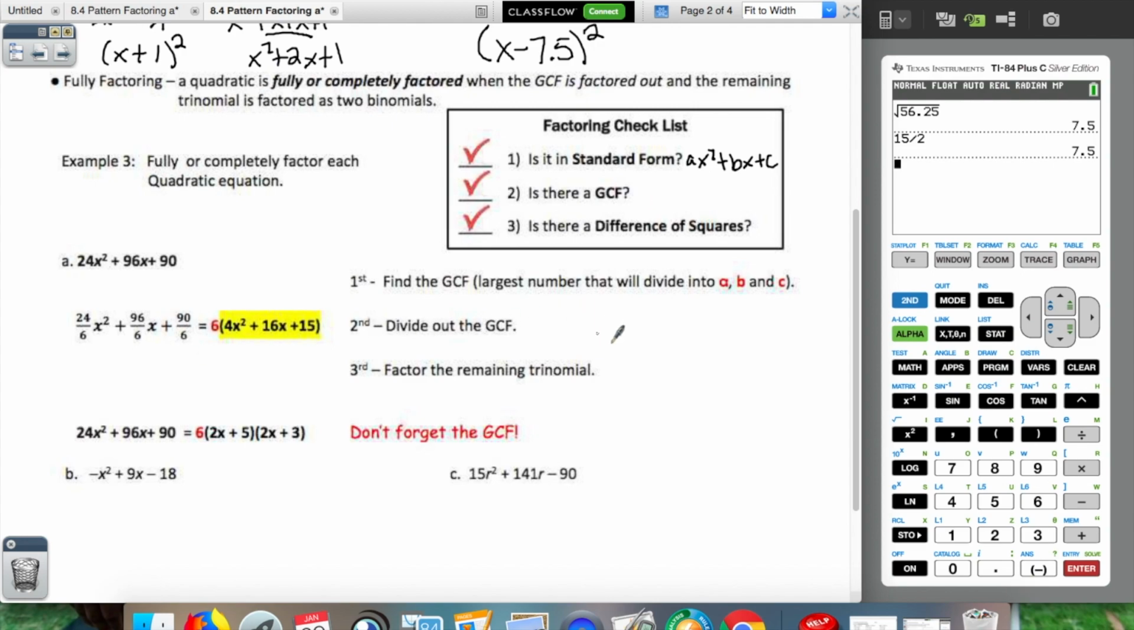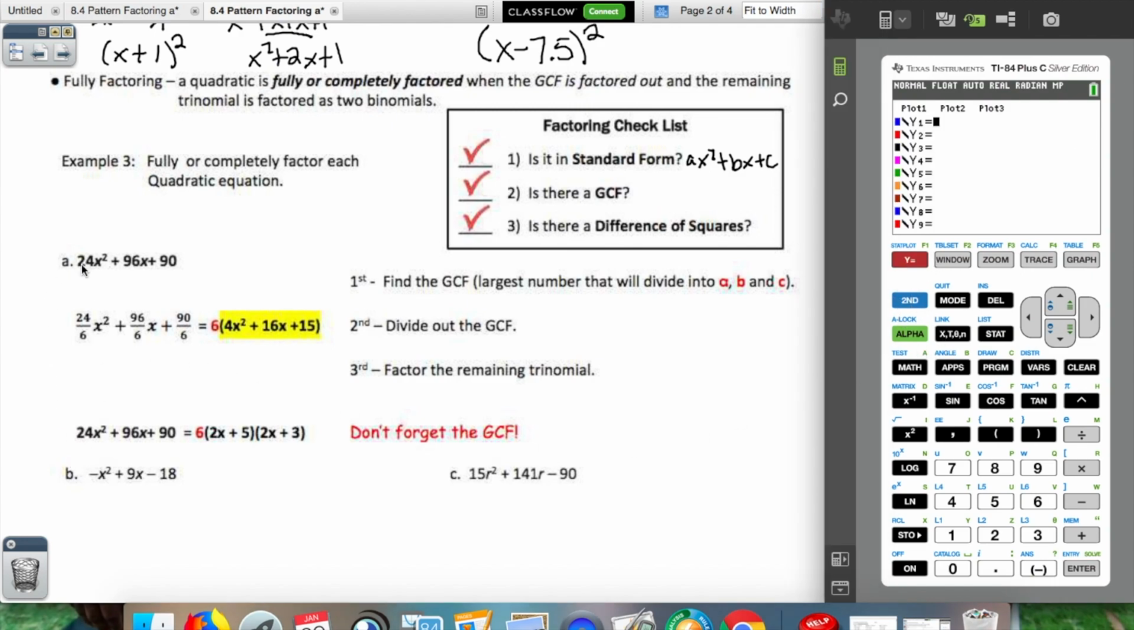Now, let's find the GCF by doing this nifty little calculator trick. So let's put them in there. Go to your y equals. Put them in order. So we have 24, 96, and 90. Do 24 in y1, so 24 divided by x. Do 96 in y2, so 96 divided by x. And then lastly, do 90 divided by x. So put all of those in your y1, y2, and y3. And now let's go to second graph.